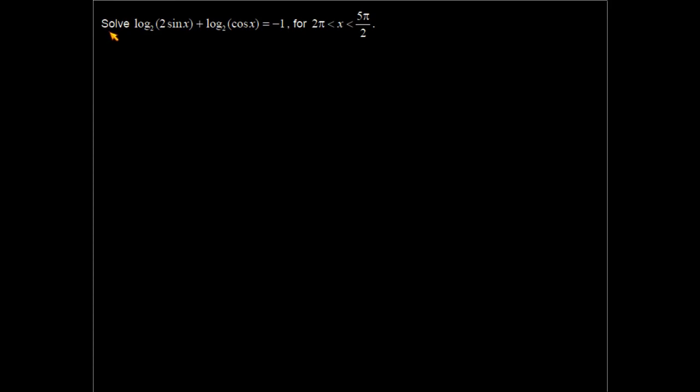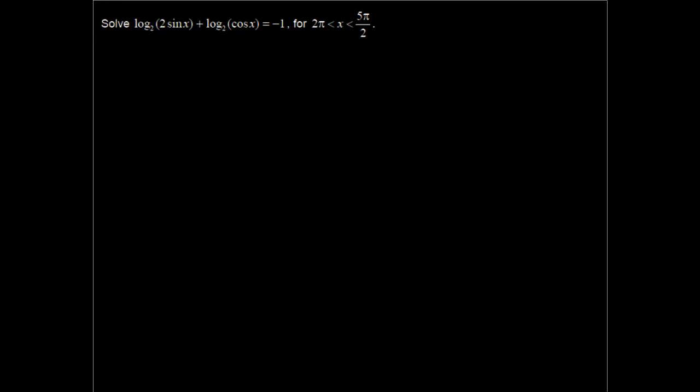Okay, this question says solve log to the base 2 of 2 sine x plus log to the base 2 of cos x is equal to -1 for x between 2 pi and 5 pi over 2. Now the way we go about this is we're going to use some log laws.